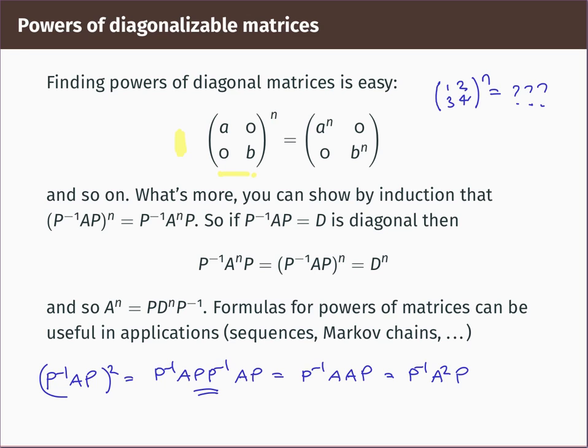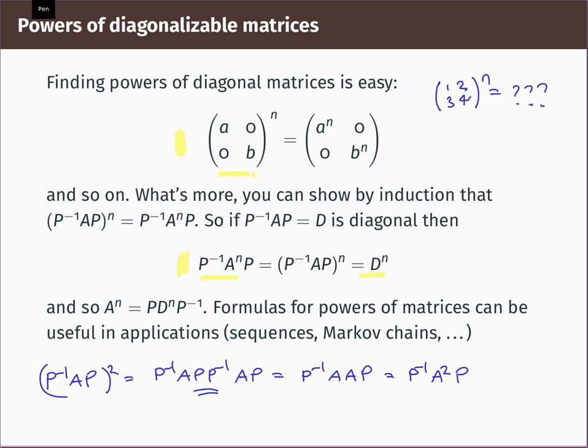So you can then rearrange this equation to get A to the n is P D to the n P inverse. So you multiply on the left by P and on the right by P inverse, and you change the equation right here into an expression for A to the n. So this gives you a way, when the matrix A is diagonalizable, to find a straightforward formula for powers of A. And formulas for powers of matrices, or powers of linear transformations, can be very useful in applications of linear algebra, such as finding a formula for the nth term in a sequence.